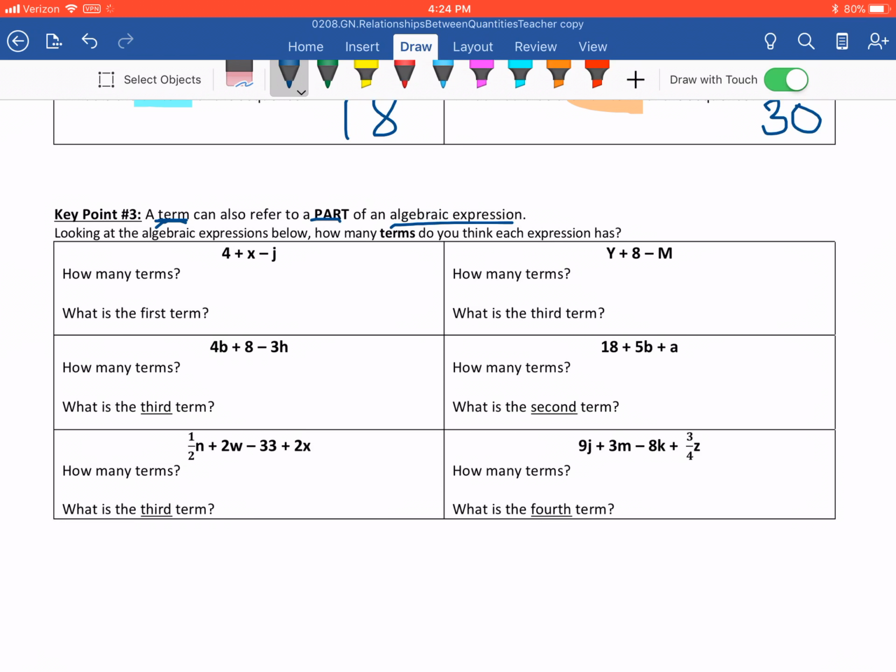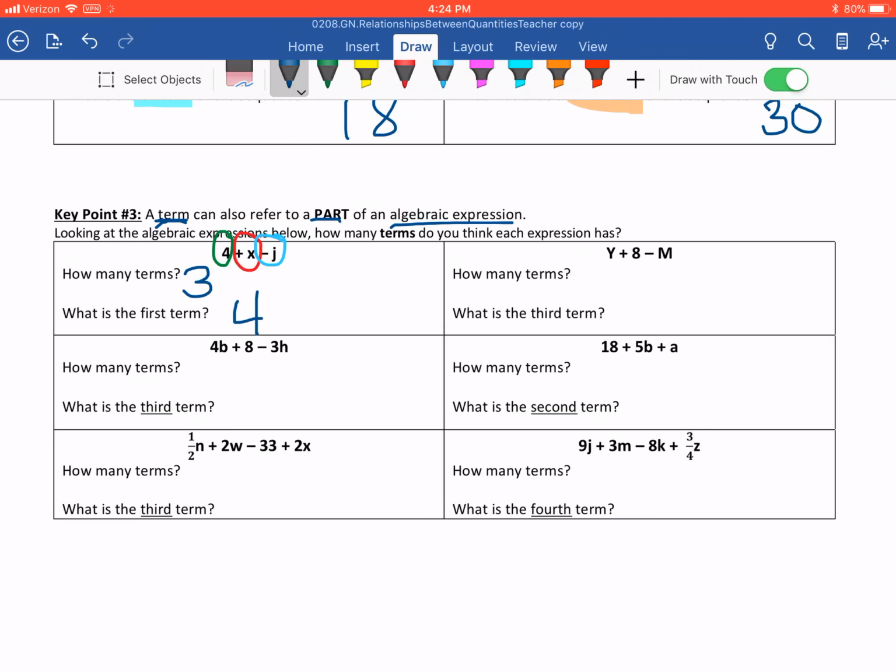So we have 4 plus x minus j. When it says parts, that means that there are 3 individual pieces here. And those 3 pieces, the first one is 4. The second one is x. And then the last one is minus j. So how many terms are there? A total of 3. What is the first of them? The first one is 4.